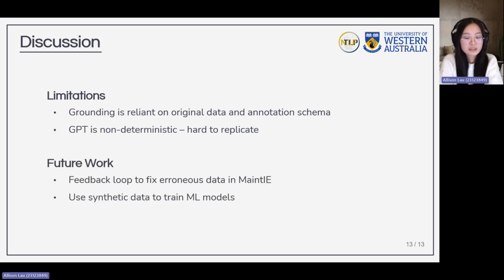As for future work, the work done here helped to find some incorrect data in the original Mainty dataset. This happened while we were analyzing our evaluation sample sentences. So this means that there can be a feedback loop into fixing the erroneous data in the Mainty dataset. Additionally, there is potential to evaluate the utility of the synthetic data by using it as training data to train machine learning models and seeing how well they perform compared to models that were just trained on real data.